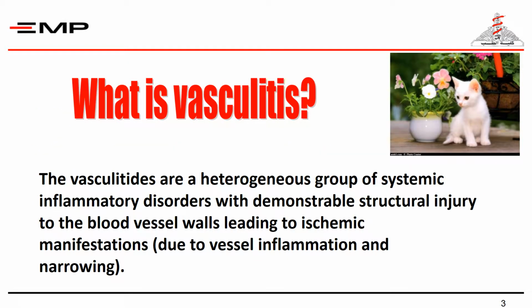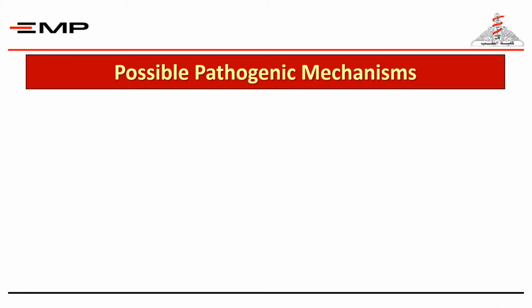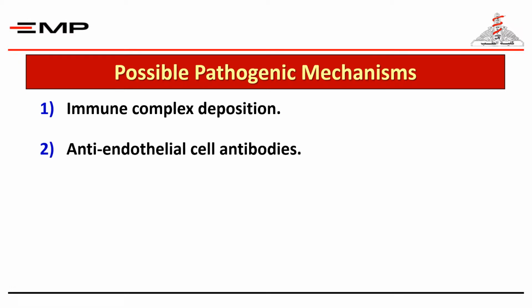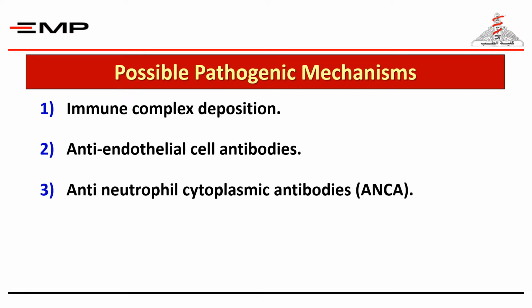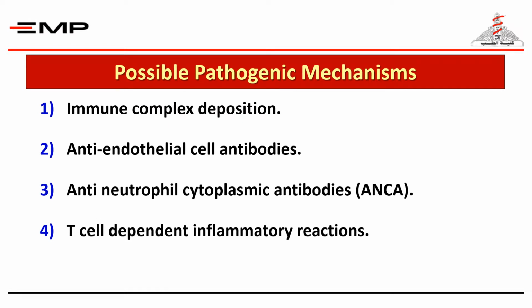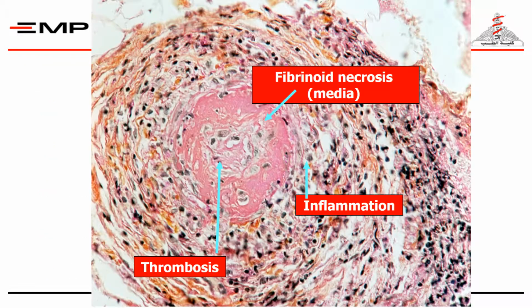What is vasculitis? Vasculitides are a heterogeneous group of systemic inflammatory disorders with demonstrable structural injury of the blood vessel walls, leading to ischemic manifestations due to vessel inflammation and narrowing. The possible pathogenic mechanisms: either immune complex deposition, anti-endothelial cell antibodies, anti-neutrophil cytoplasmic antibodies, and T-cell dependent inflammatory reactions. Lastly, infection of the endothelial cells.